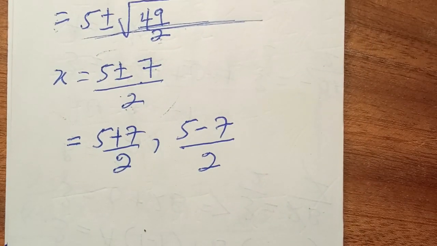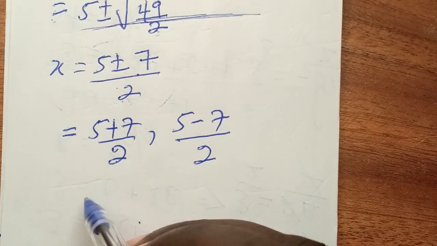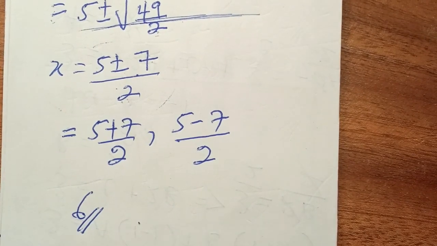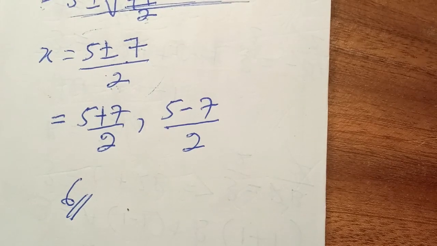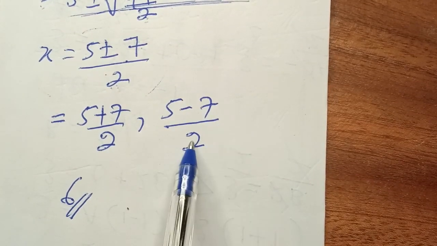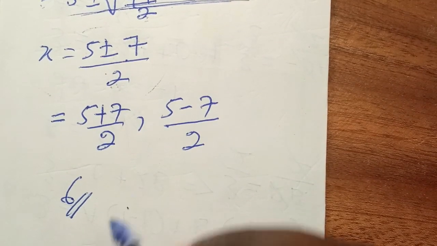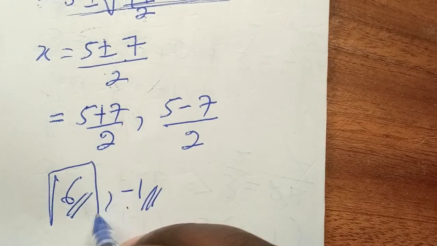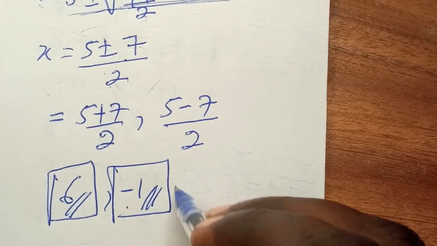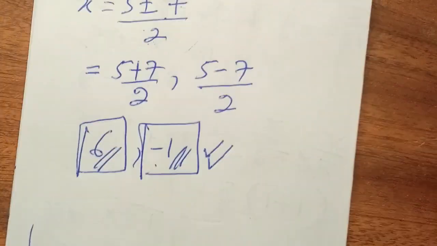So 7 plus 5 will be 12. 12 divided by 2 will be 6. One of the values of x is 6. Now the next one, 5 minus 7 is minus 2. So minus 2 divided by 2 is minus 1. So the values of x are 6 and minus 1. Those are the various values of x.